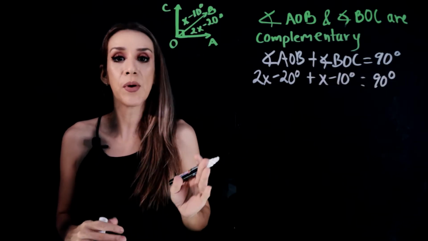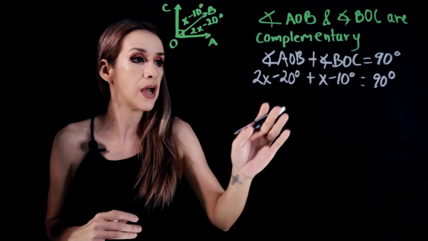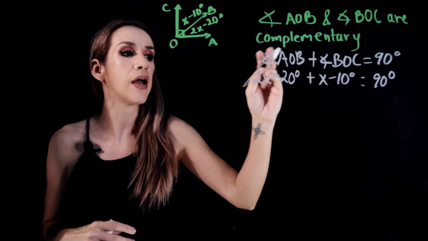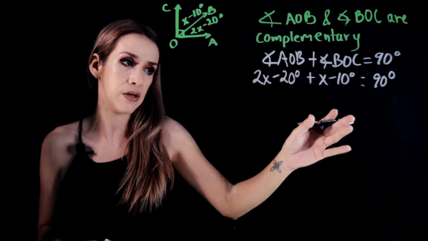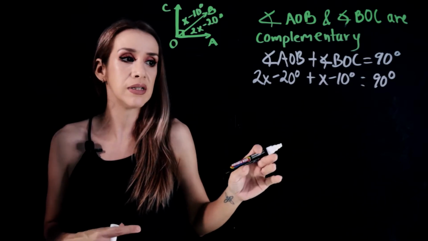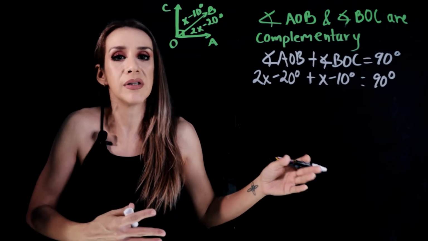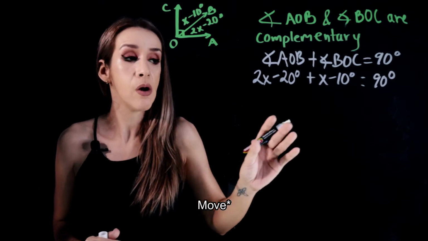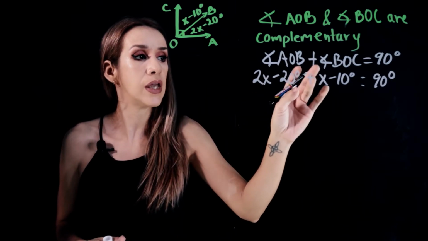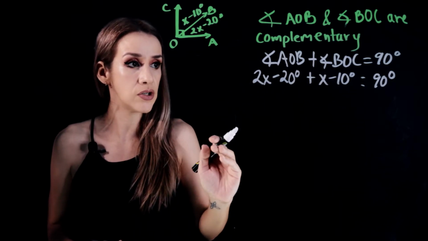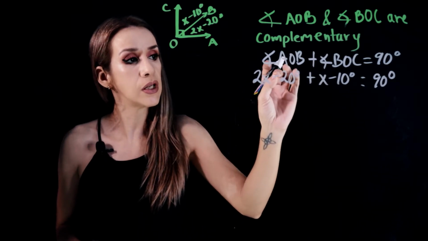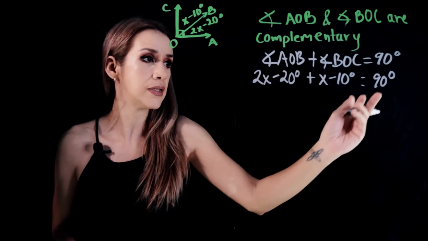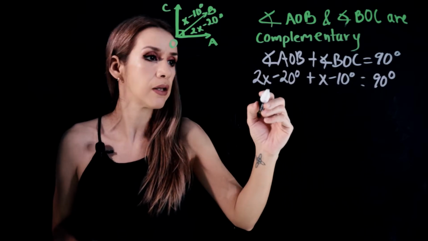Okay? The next part is very simple. You just have to simplify, isolate, and find the value of the x, just in the same way that you do when you're solving this type of problems in your algebra class. I'm going to leave all the terms that include the x on the left side of the equation and all the terms that include the degrees on the right side. Okay, so let's do that.